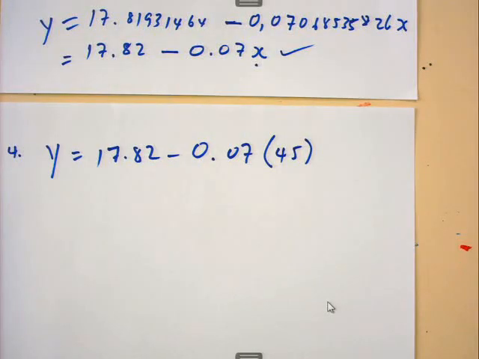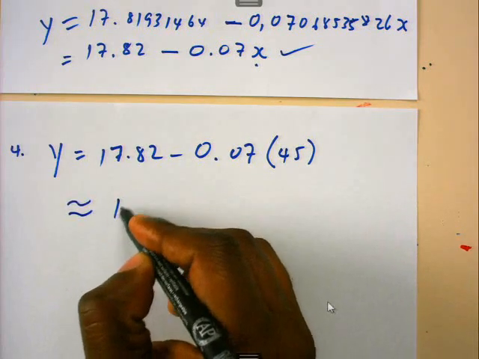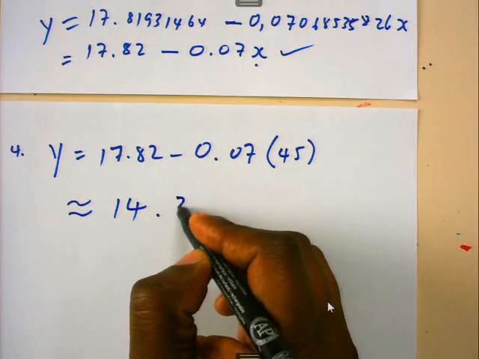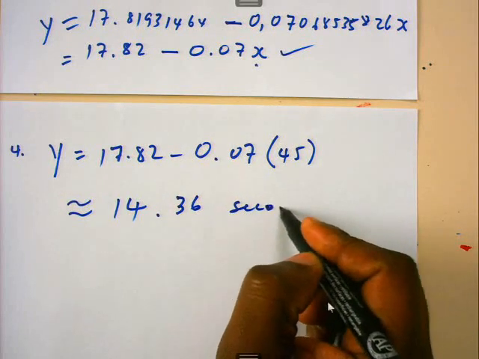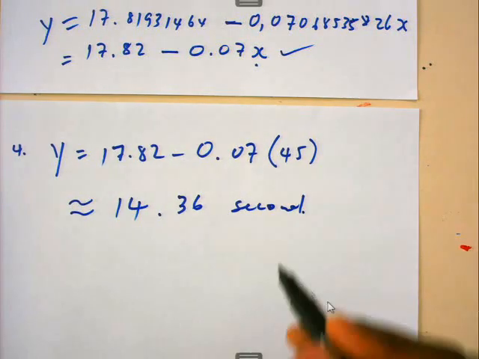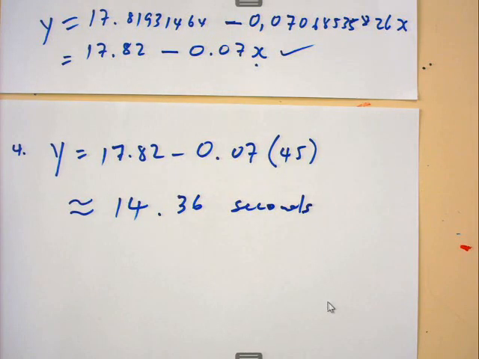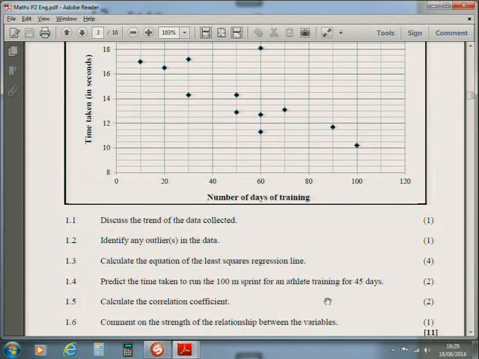Now we go to our calculator. I press 17.8 1 9314, trying to be as accurate as we can. Minus 0.07068535826, but the x now is how much? 45 days. Then we say equals to approximately, that athlete will take 14.36 seconds. I'm looking at my calculator. I hope my calculations are fine. Please check with me that side.